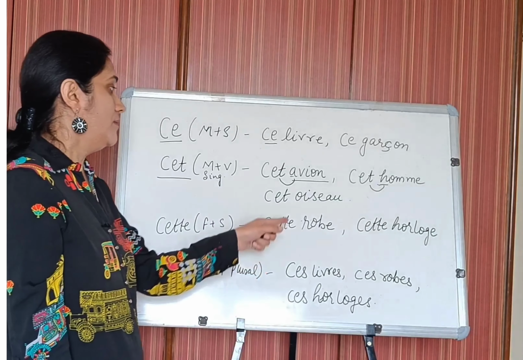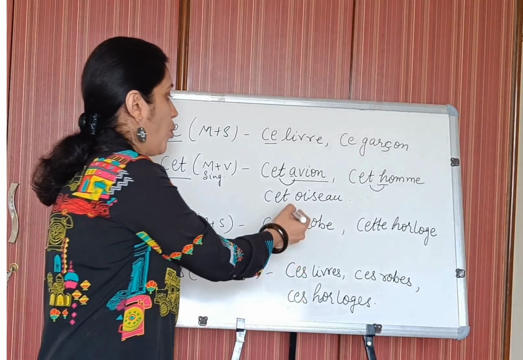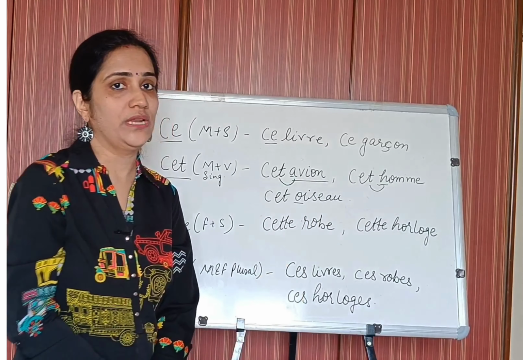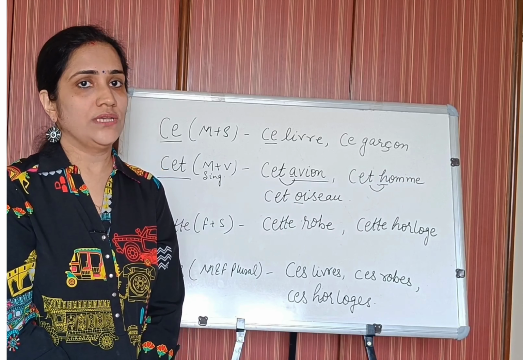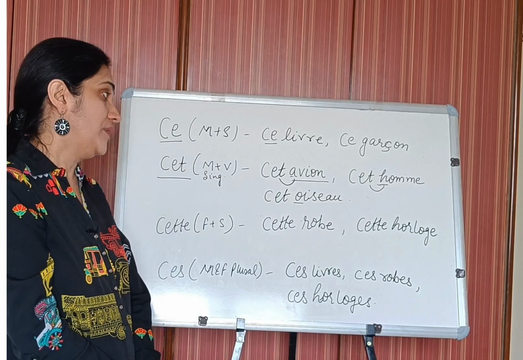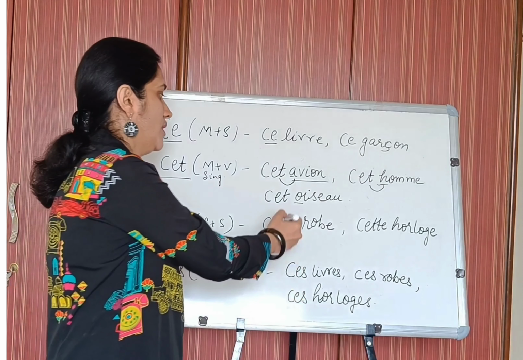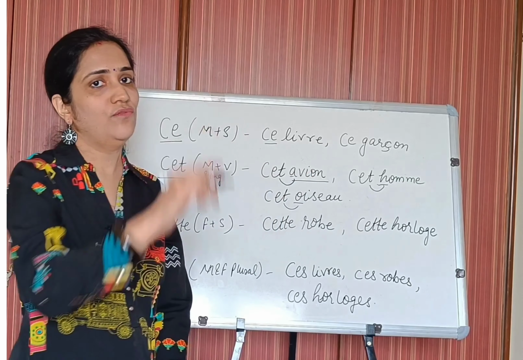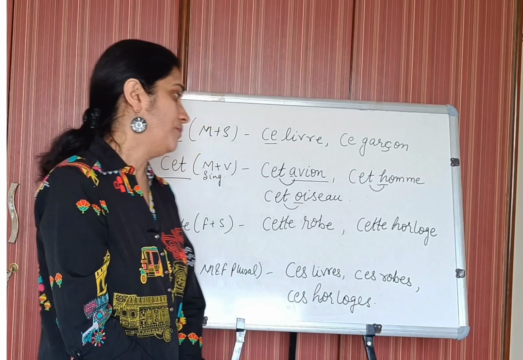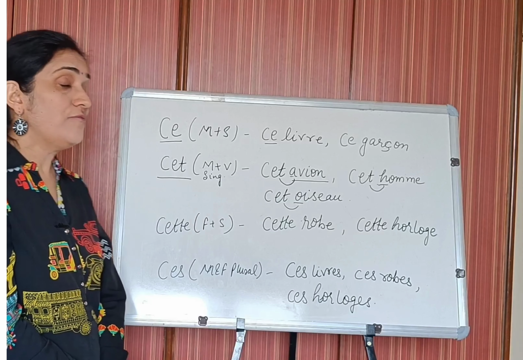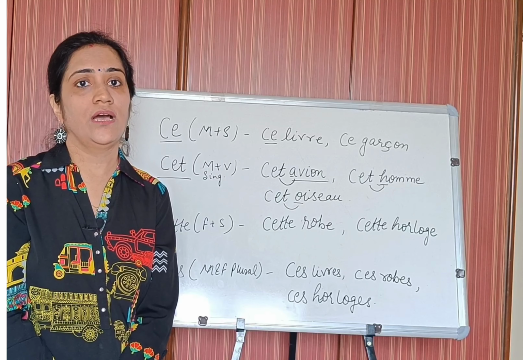Another example of the same category beginning with a vowel is oiseau. Oiseau, beginning with O. Oiseau is a bird. Oiseau is also masculine in gender and beginning with a vowel, so you have to use cet oiseau. Again the linking of the vowel and the consonant. Cet oiseau.